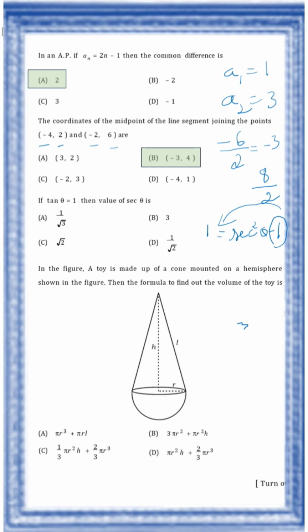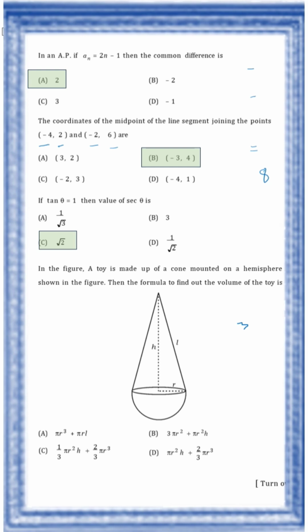If you are not interested in solving this way, there is another option also. How do you do it? Tan theta is equal to 1, then theta is equal to 45 degrees, you know, isn't it? Secant 45 is equal to square root of 2, because it is the reciprocal ratio of cos theta. Cos 45 is 1 by square root of 2. Take the inverse of this, that is square root of 2. Option C is correct.